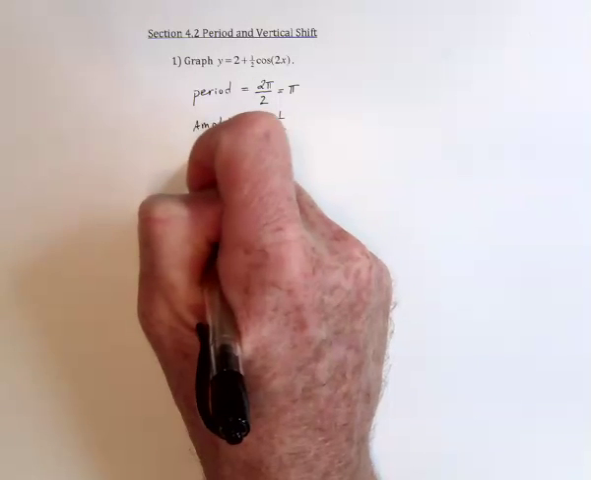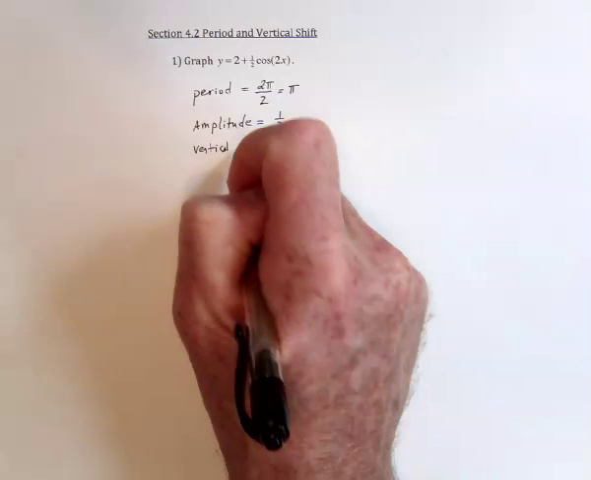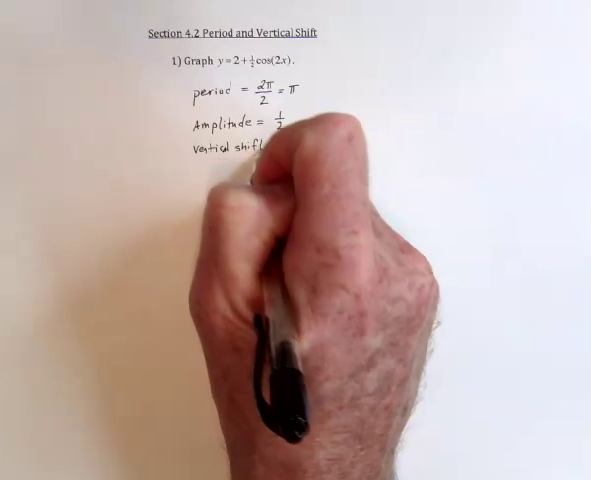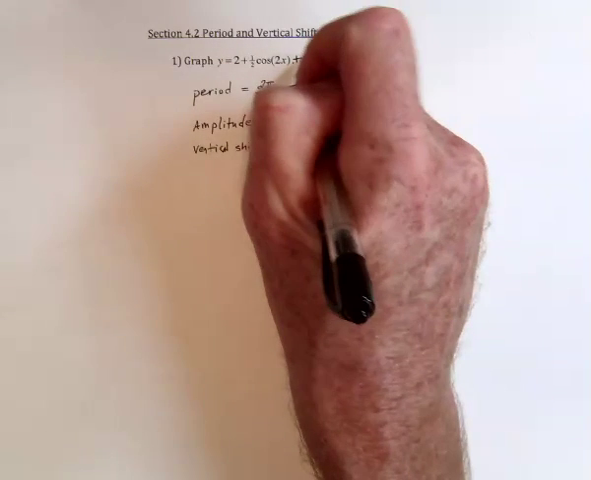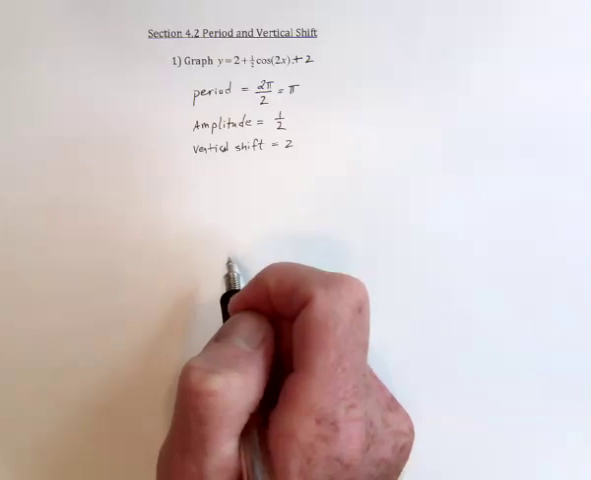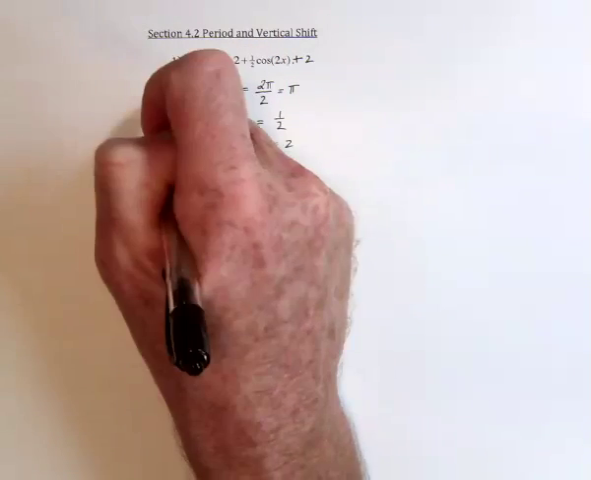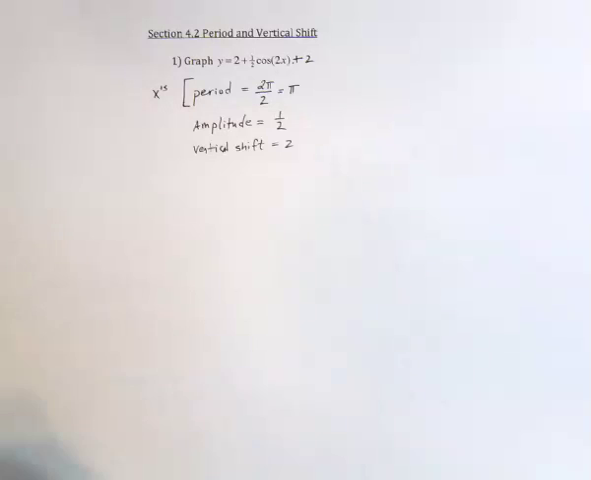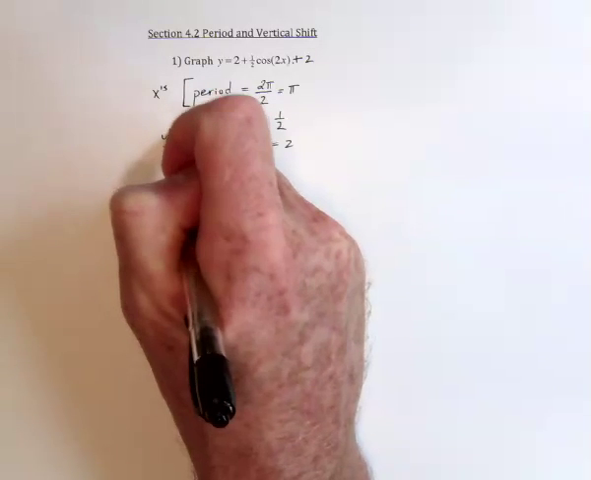And then the vertical shift is the 2 that's sitting out in front. And sometimes that 2 will be over here, but if it's saying 2 plus or plus 2, that's the vertical shift. So this information, the period, is about the x's, or the x-axis, and then amplitude tells you how tall it is, and vertical shift is also y information.